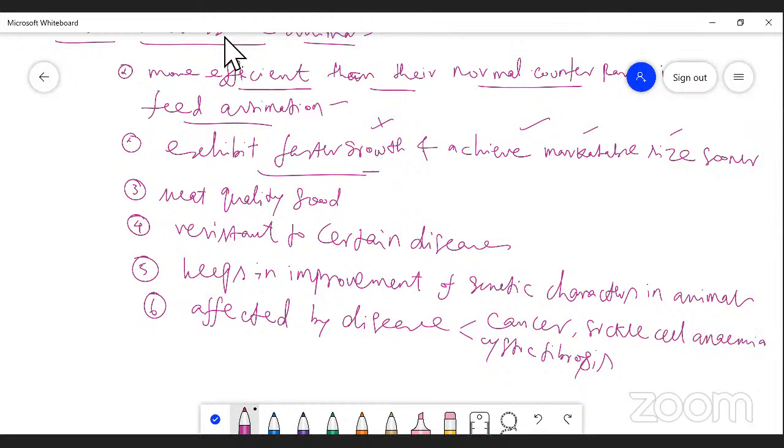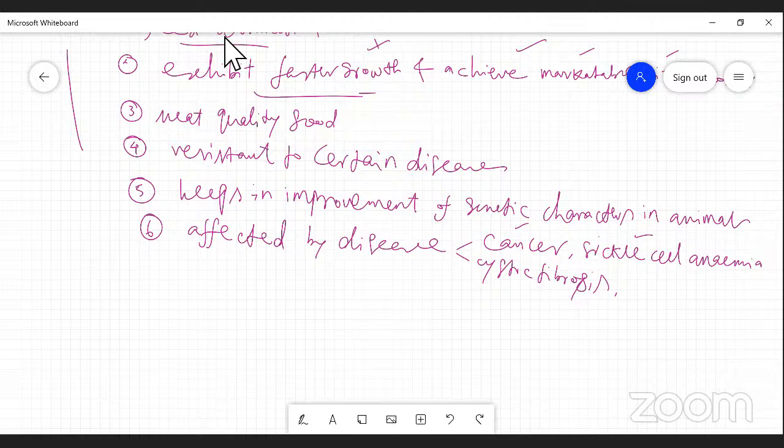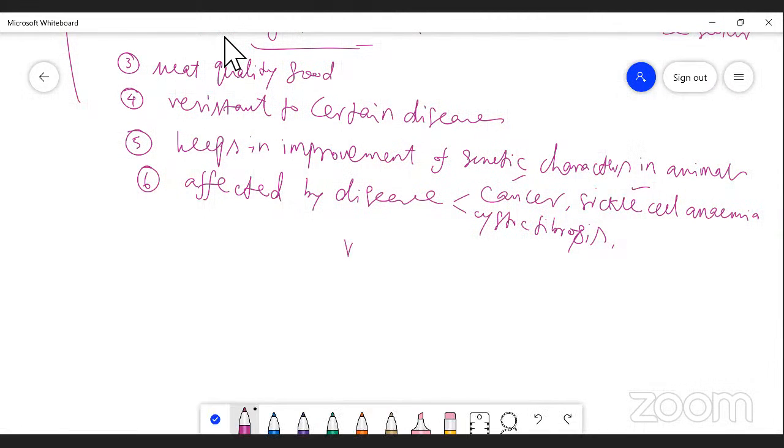Many of the transgenic animals are affected by certain diseases like cancer, sickle cell anemia, cystic fibrosis, and also rheumatic arthritis. What type of arthritis? Rheumatic arthritis. Compared with normal animals, the transgenic animals are affected by these diseases.